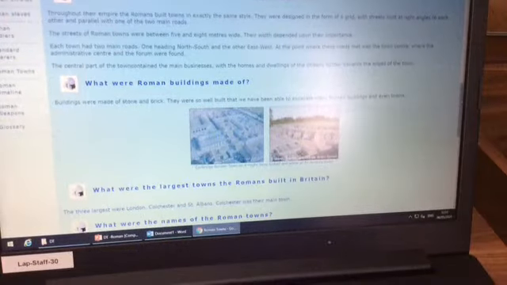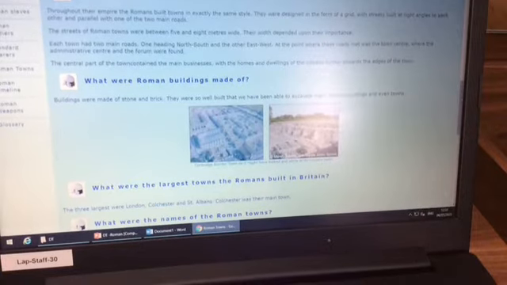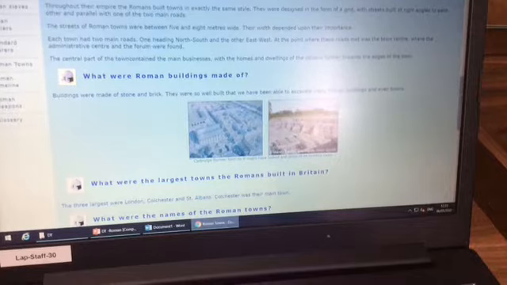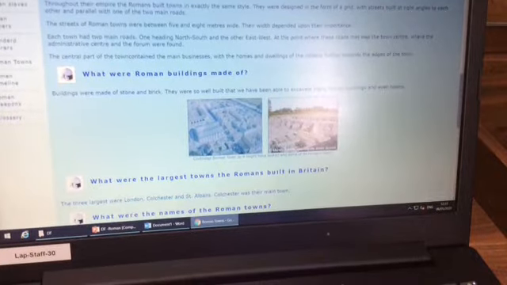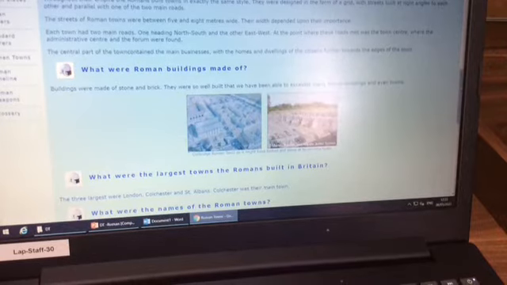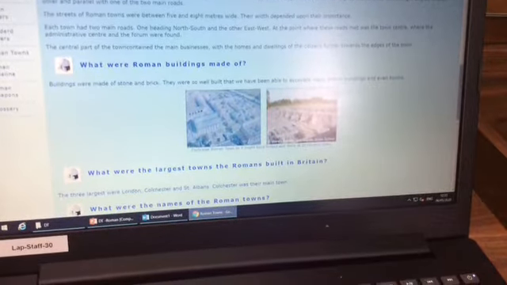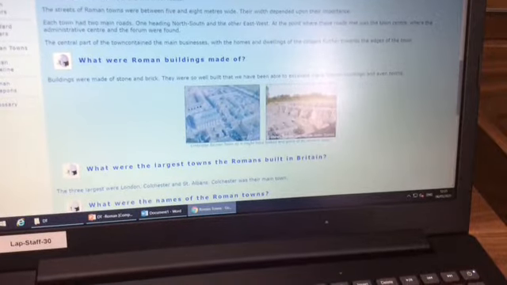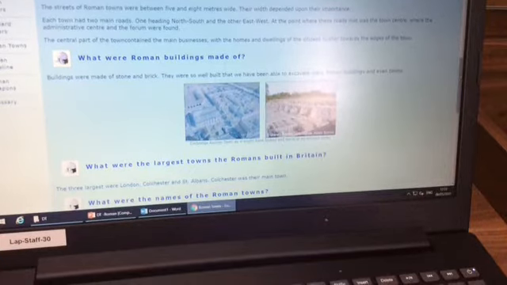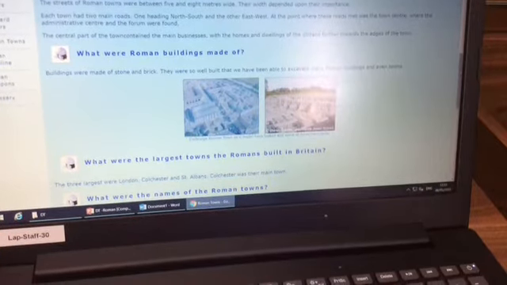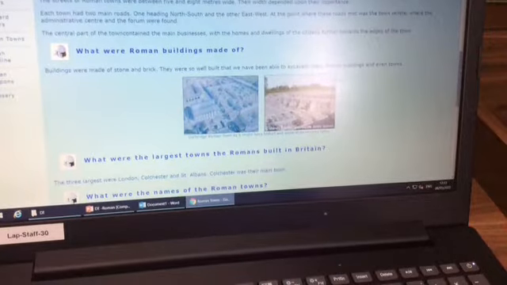What was the general layout of a Roman town? Well, throughout their empire, the Romans actually built towns near enough in exactly the same style. They were designed in a grid formation, with streets built at right angles to each other and often parallel with one of the two main roads. The streets of Roman towns were between 5 and 8 metres wide. Their width depended upon their importance.